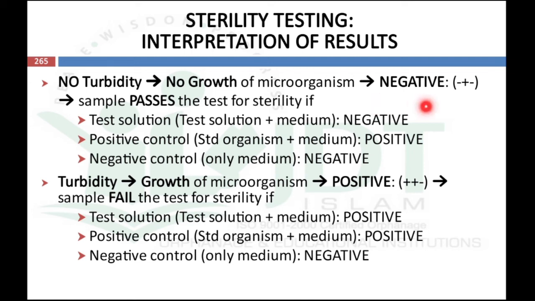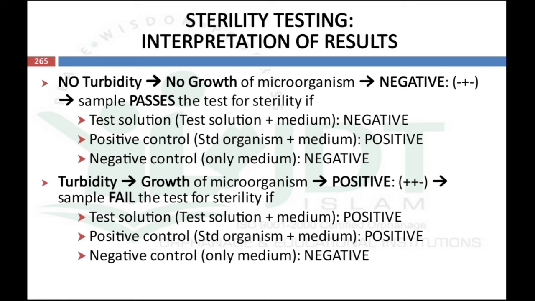There is no turbidity in the test solution, and it is giving a positive result for the positive control, which contains a standard organism and the medium. It indicates the culture media provided for the sterility testing is capable of producing microorganisms if we add a standard microorganism, and a negative result for the negative control, in which we are incubating the culture media alone.